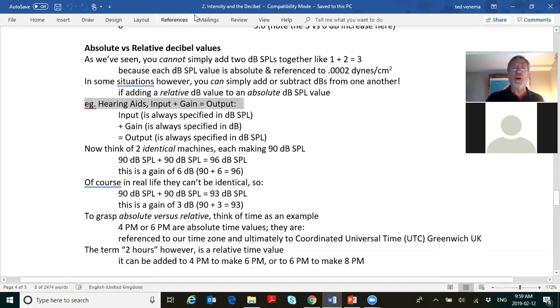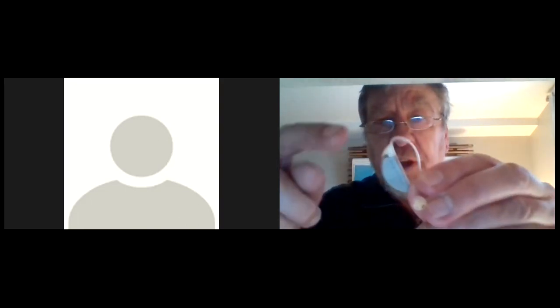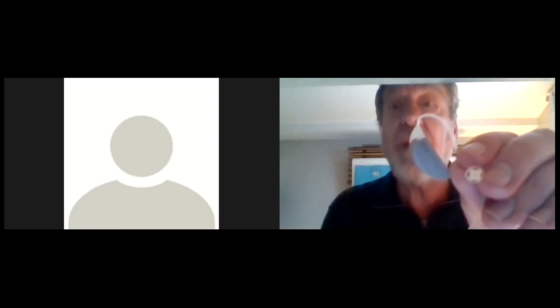Hearing aids. So now I'll stop sharing and I'll pull out my little bag of hearing aids. Show you something here. I'll show you an old fashioned hearing aid. You're looking at a hearing aid. On the top of the hearing aid is a microphone. It picks up sound coming from the air. And then the hearing aid itself adds power, adds dBs to it, increases the amplitude. We call that the gain. So the input sound coming into the mic is dB SPL.